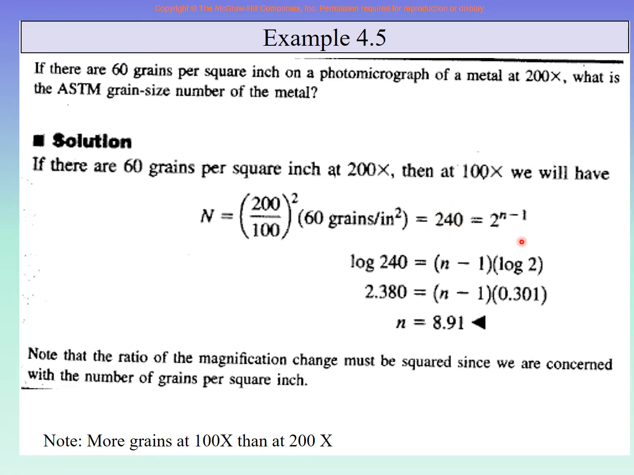Then N is equal to 2 raised to n minus 1. You again take the log, again find the number. If the number is 8.91, this is roughly 9. ASTM grain size number 9, or you can leave it at 8.91 and so on, right? So this rule that there will be more grains at 100 compared to 200, it is just the magnification thing and so on. So now you have done two quantifiable measurements, right?